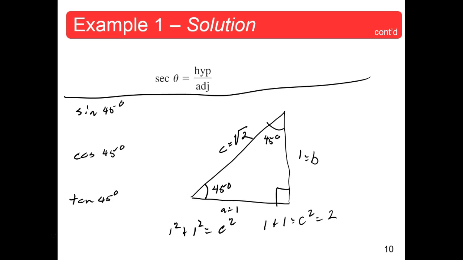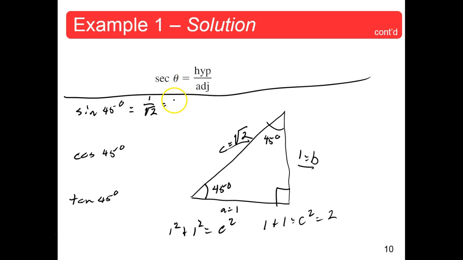where can we go from here? Can you tell me what sine of 45 degrees is? Perfect. 1 over the square root of 2, because the sine is always opposite over hypotenuse. 1 over root 2. Now, they sometimes don't like writing square root of 2 in the denominator or any square root in the denominator, so what's another way to express that?